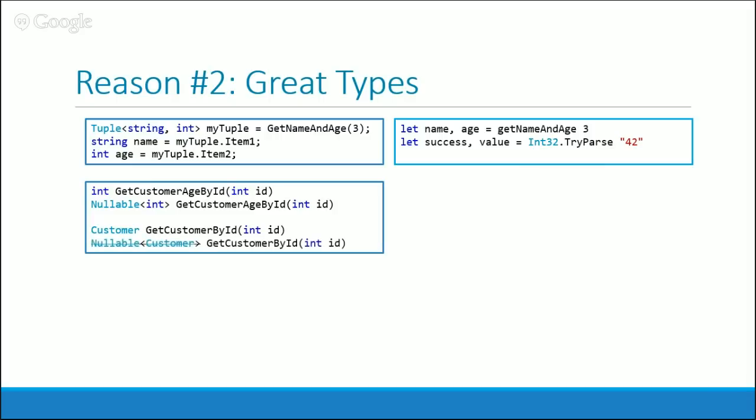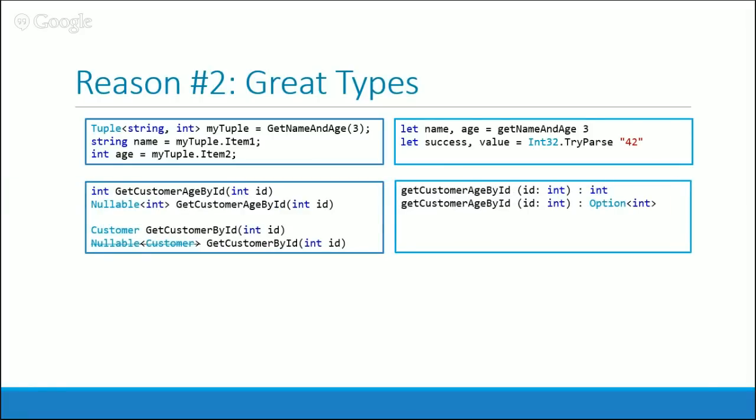So what is missing in C sharp is the concept of a nullable customer that would be used for reference types. As you could imagine, that in F sharp is different. We have the concept of an option that is the equivalent of a nullable, but that also works for reference types.